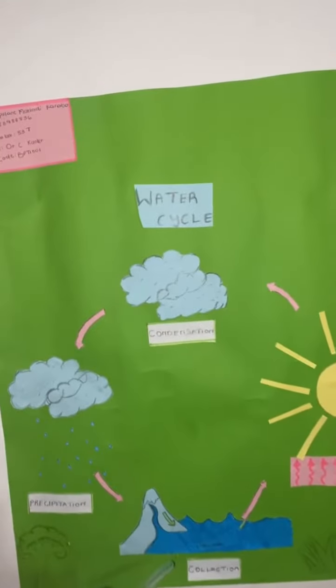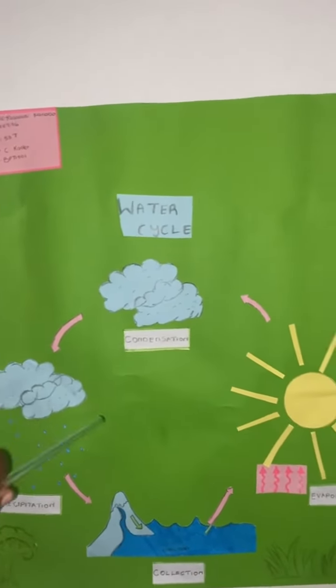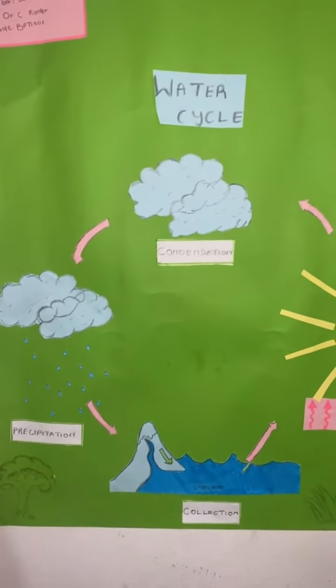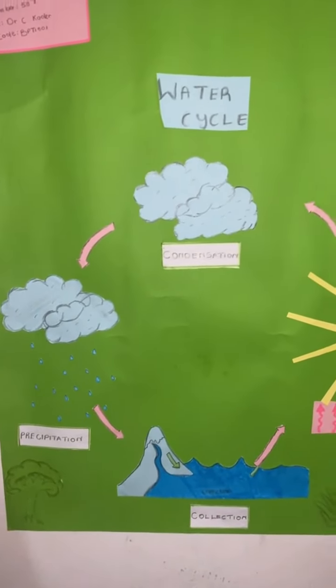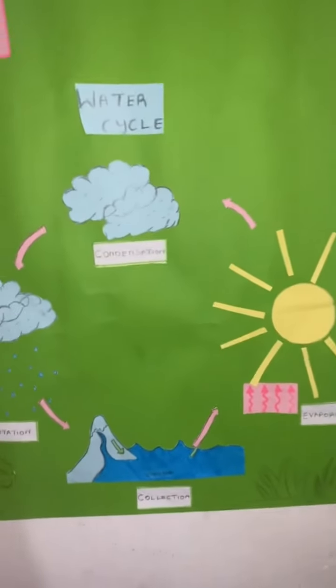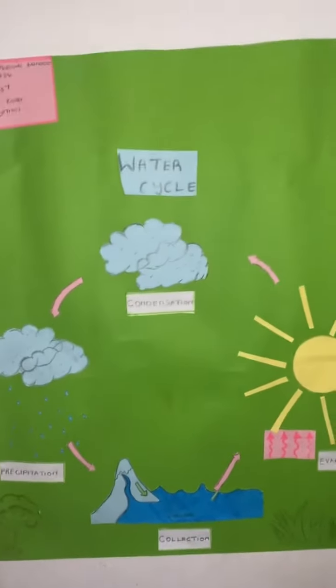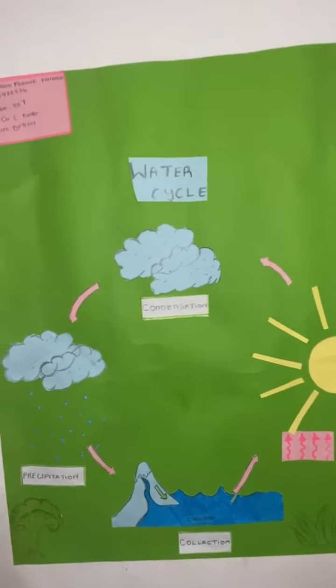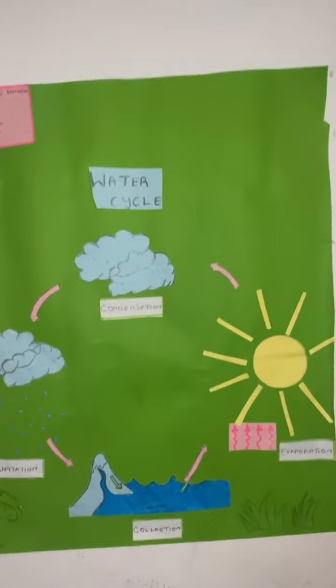This is the last step of the water cycle, collection, where water moves across the ground and returns to the ocean, completing the whole cycle. In the water cycle, we spoke about the steps, which are evaporation, condensation, precipitation, and collection.